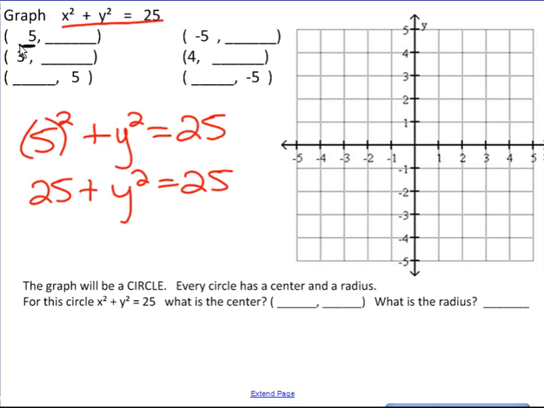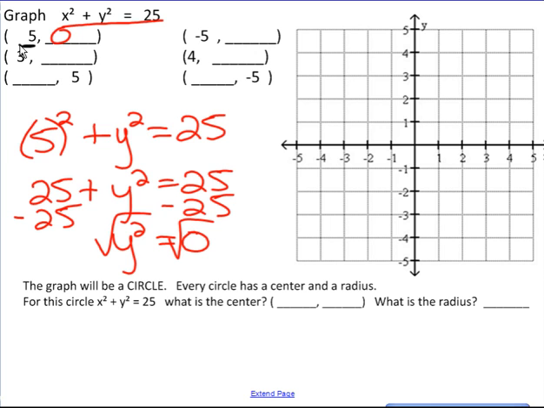Now I have 25 plus y squared equals 25. I would have to solve for y. So I'm going to subtract the 25, and I get y squared equals 0. If I take the square root of both sides, I get y equals 0. Okay, I'm going to do the same thing with the rest of these points.